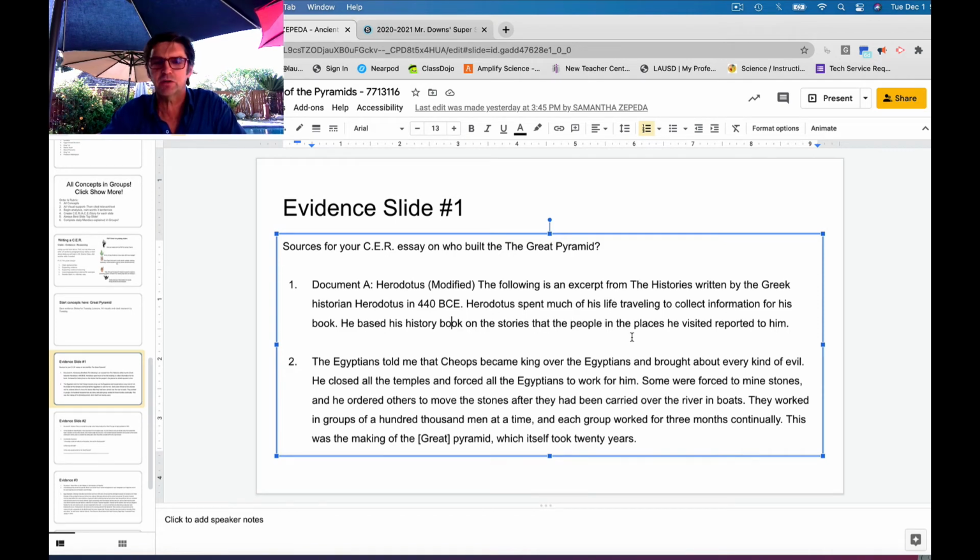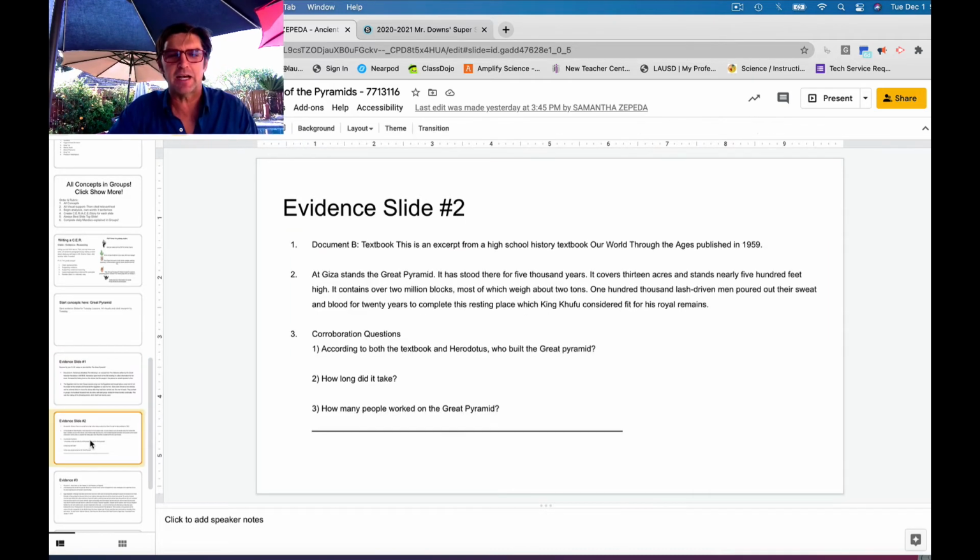So each day today we're going to do some evidence. Tomorrow we're going to do some evidence. Thursday and Friday will be our CER epic. And you're going to take evidence from these documents. So we have some information there. We don't know what's relevant yet. Let's go take a look at our next slide.